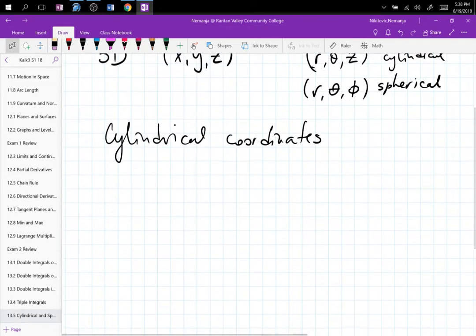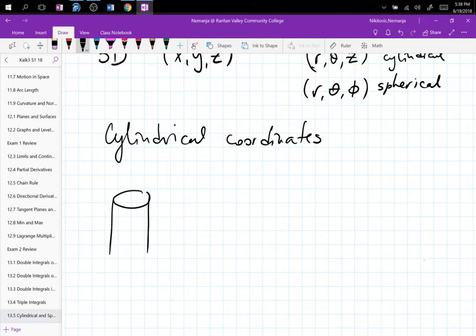So clearly, the word cylinder is in the root of the word cylindrical, and a cylinder is, as I said, and as Jake modeled already, a soda can, right?